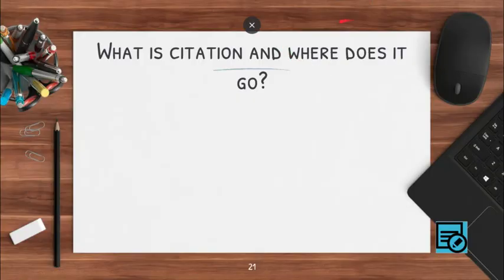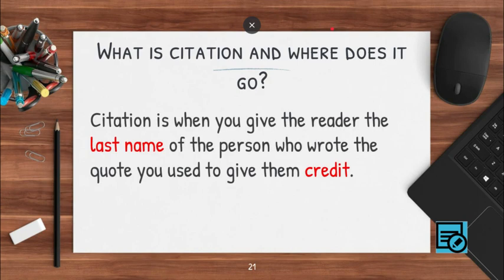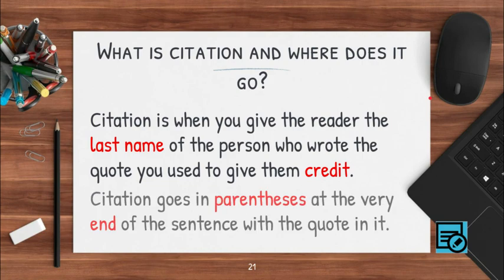So what is citation and where does it go? Citation is when you give the reader the last name of the person who wrote the quote that you use, to give them credit. Citation goes in parentheses at the very end of the sentence with the quote in it.